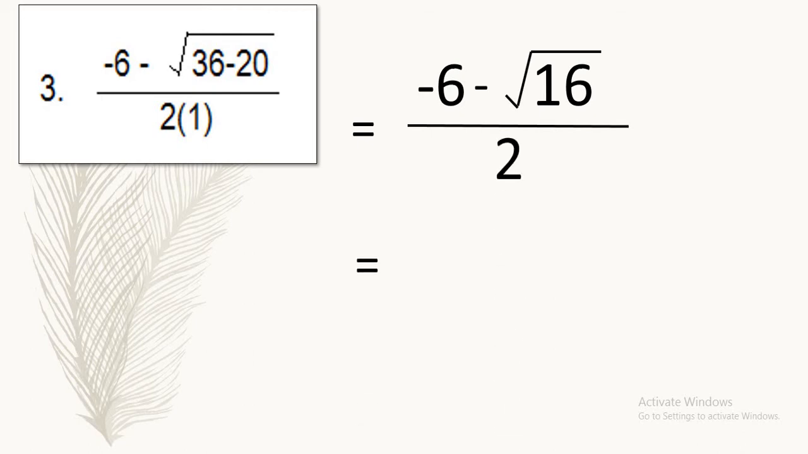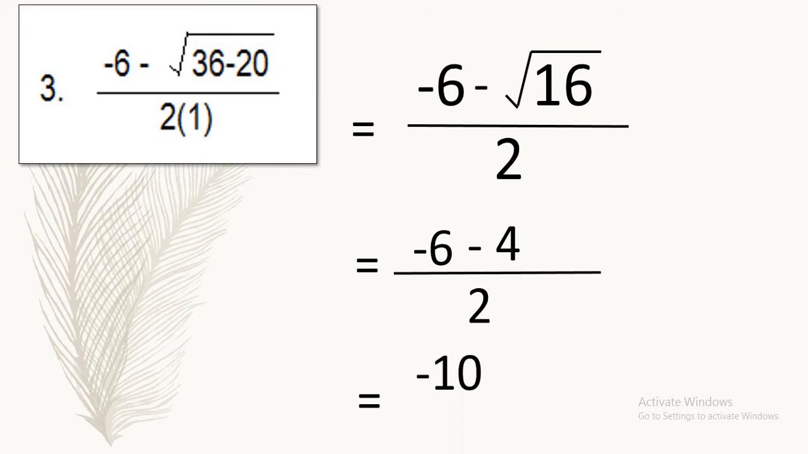We can now simplify the square root of 16. Just copy negative 6 minus the square root of 16, which is 4, all over 2. Simplify the numerator, negative 6 minus 4, and that is negative 10 over 2. So negative 10 over 2 is negative 5.